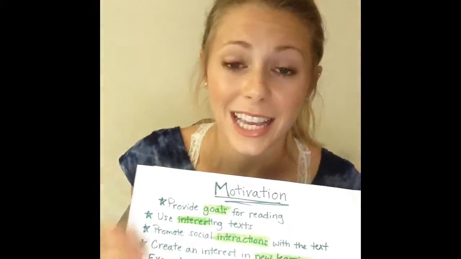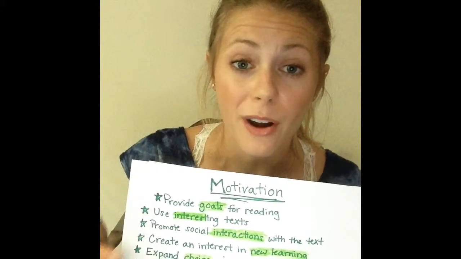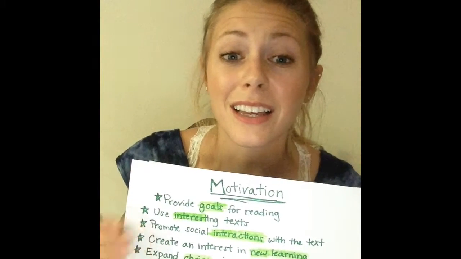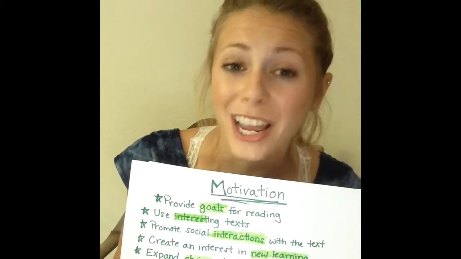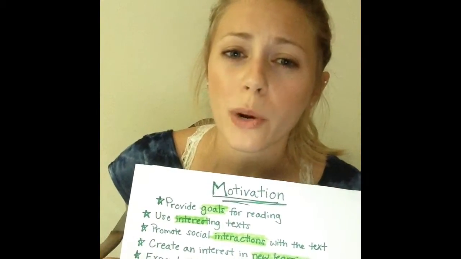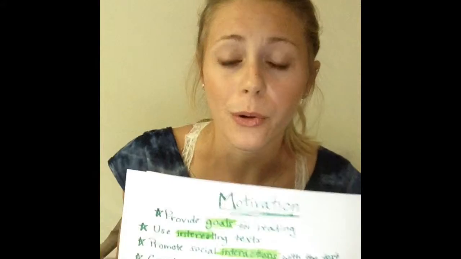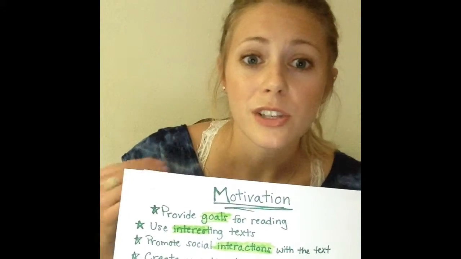So promote social interactions with the text. The more the students read and then talk about what they read, the better off they are remembering the information and reaching deeper comprehension. Also, create an interest in new learning, like I just said before, and expand choices and options. Give students the choice to read this book or that book. Give them a choice to read that article or this article, or just give them choices so that they feel like they're in charge of their own learning.